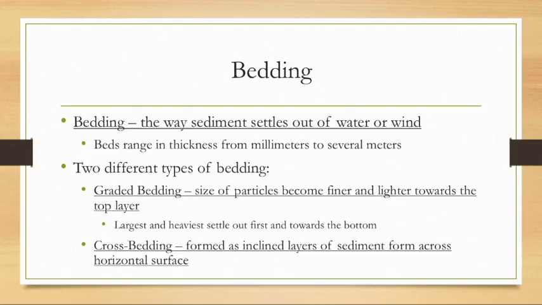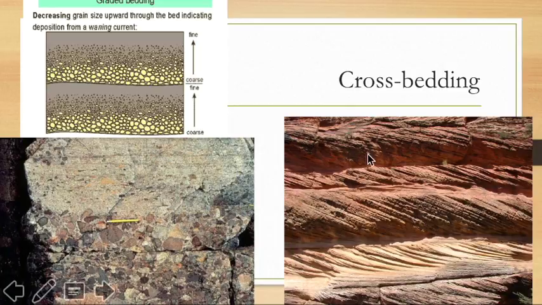You have graded bedding, and that's where you go from the smaller particles on top to the larger sediment on the bottom. And then you also have cross bedding, and this is where the sediment forms in inclined layers across a horizontal surface. What I mean by that, if you take a look, you'll notice with cross bedding, these are all angled. And then with graded bedding, you get the larger sediment on the bottom, and then it works its way to the finer grains on top.